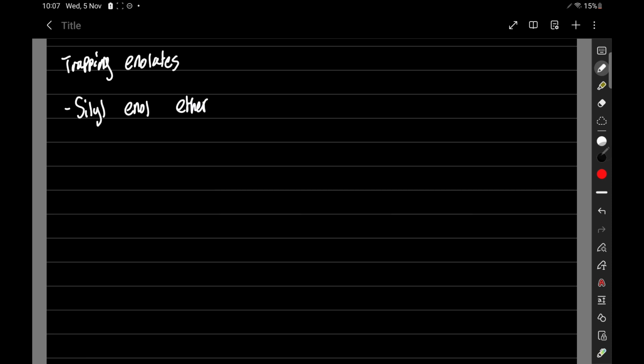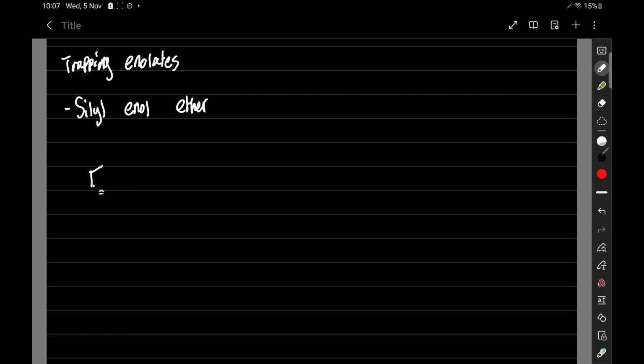where what you can do is, instead of throwing everything in the same pot and putting your base with your ketone and making it react with your substrate, make the enol ether first, and then trap the particular enolate that you want.